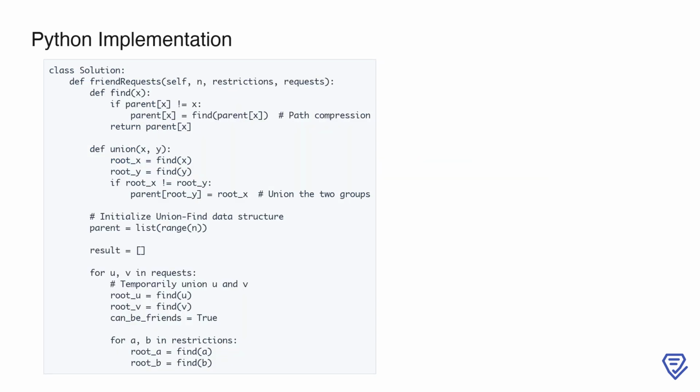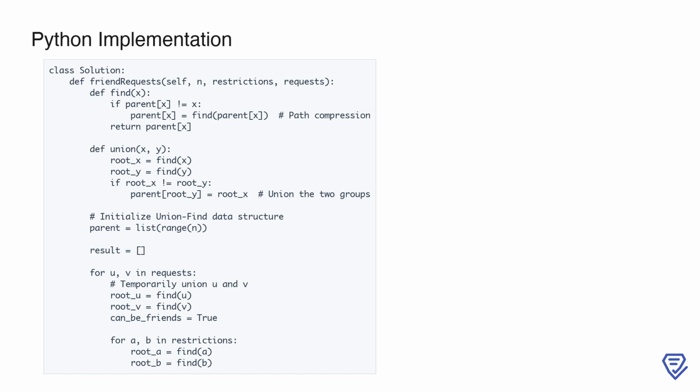Here, we start by defining the class solution and implementing the friend requests method, which takes three parameters: n, the number of people; restrictions, a list of restricted friend pairs; and requests, a list of friend requests to process. Inside, we define two helper functions, find and union.